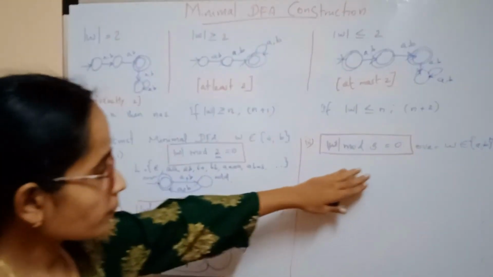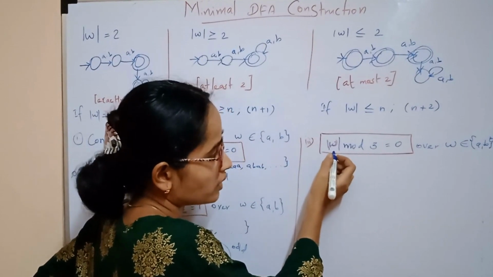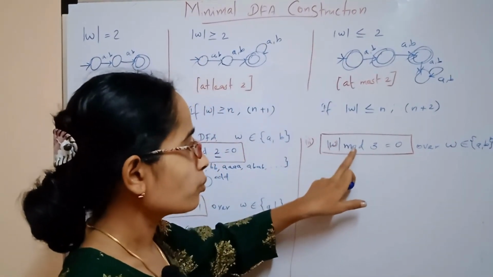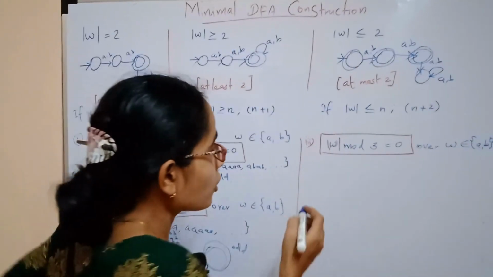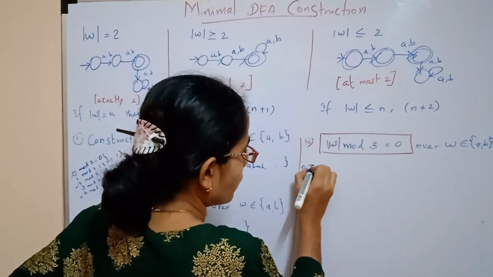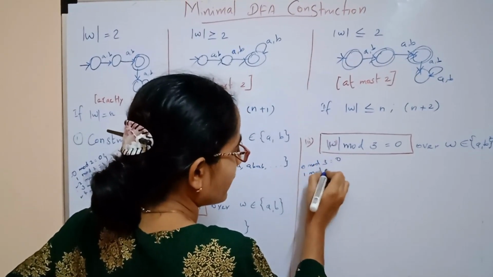Here I have another problem. The length of the string w mod 3 is equal to 0, which means the length should be divisible by 3. What is that? You know what? 0 mod 3 gives 0. 1 mod 3 gives what?